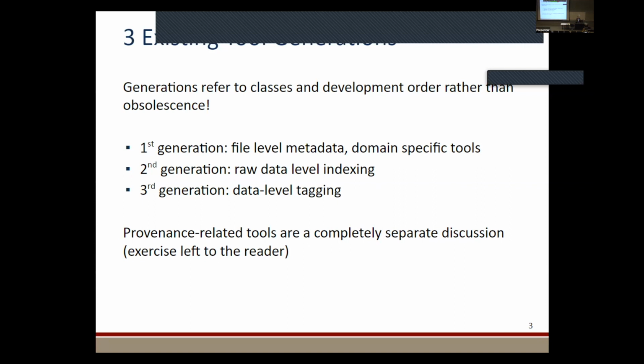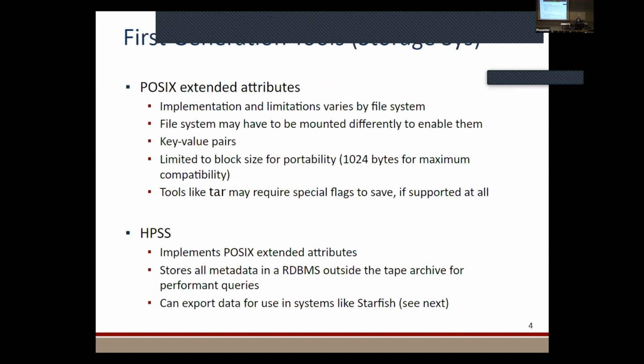Provenance, as I listed at the bottom, is definitely left as an exercise to the reader, because that's a whole different class of things that has had decades of work. Why provenance is not widespread is another interesting discussion, but we won't go there.